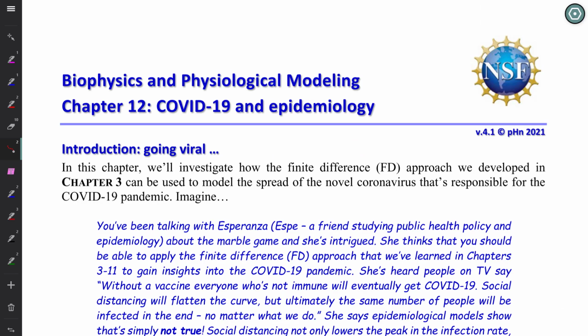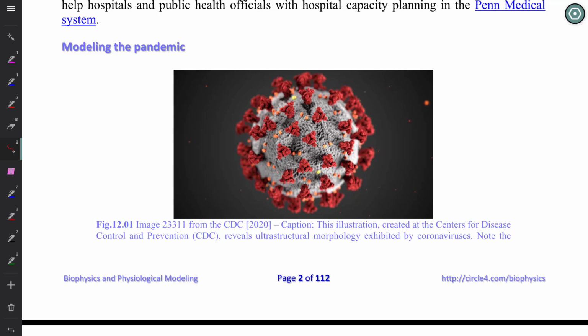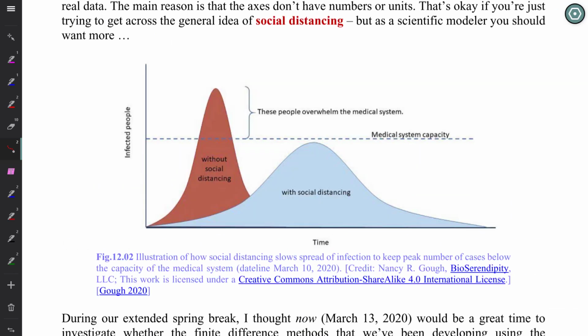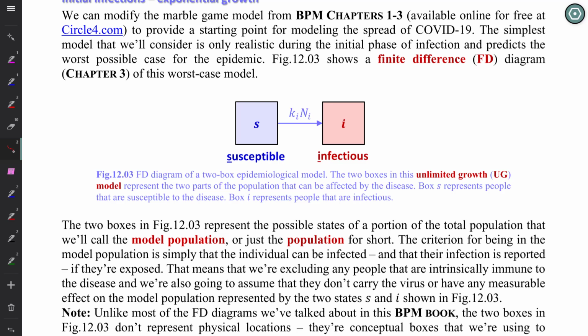So here's chapter 12. It's the chapter that we're going to spend most of our time talking about. After some introductory comments, we start out with probably the simplest possible model of epidemiology. It's what I call an unlimited growth model. The way that it works is that you've got the model population split into two groups, susceptible people and infectious people. Those are the only two choices. The arrow indicates that people can go from being susceptible to being infectious, and that's really the only thing that happens in the model. And so people can jump from box S to box I.